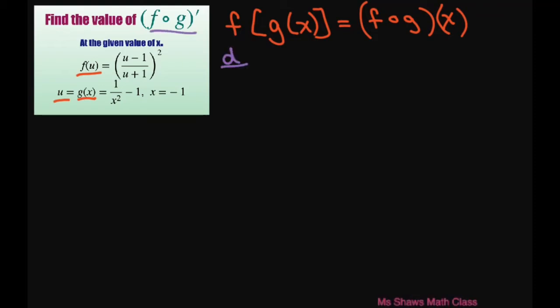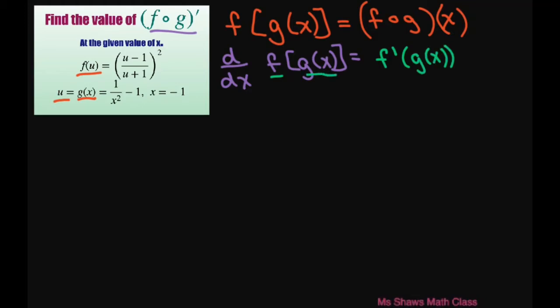So if you differentiate f of g of x with respect to x, we're using your outside-inside rule, or your chain rule. Take the derivative of the outer function. So that's going to be f prime of g of x. And then you take the derivative of the inside or inner function. So that's going to be g prime of x. Now this equals f prime of g of x times g prime of x. In our case, our x is -1. So we'll be substituting in -1 here to find our value.